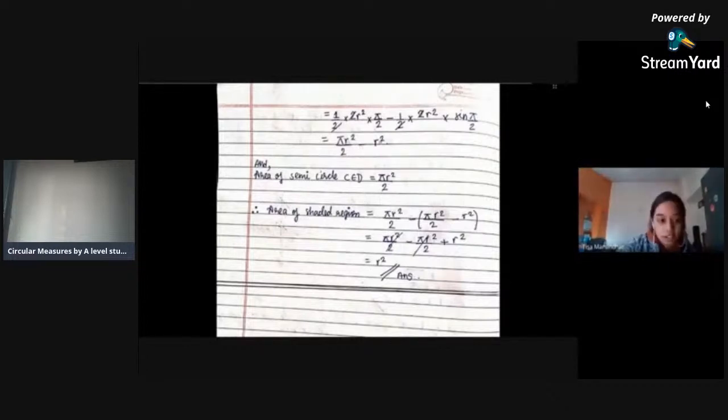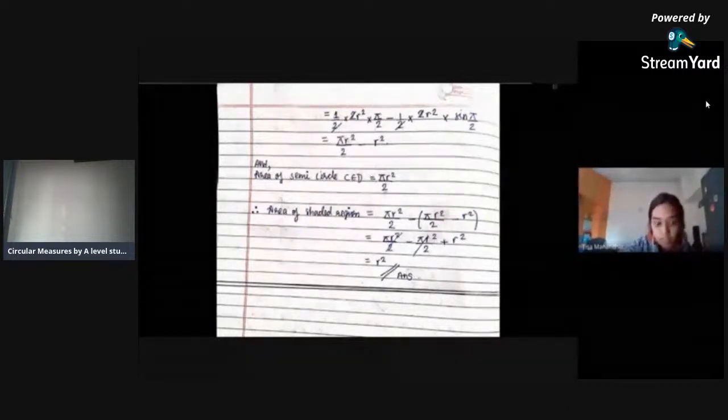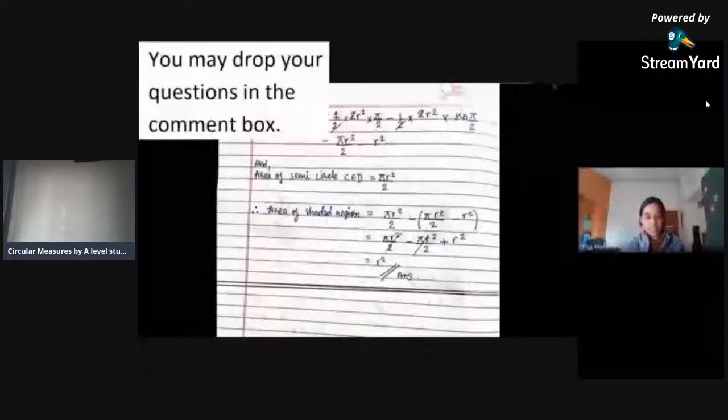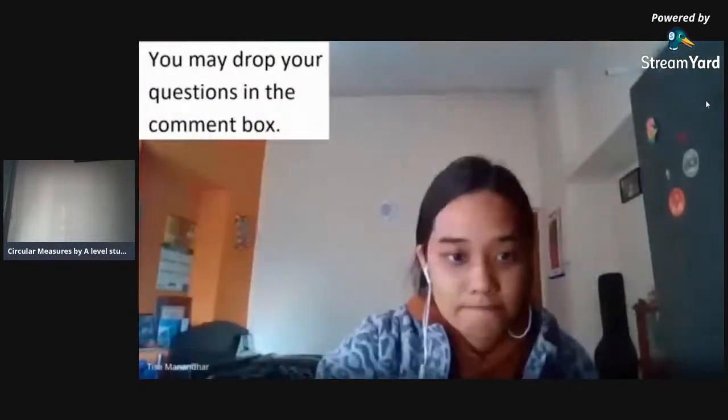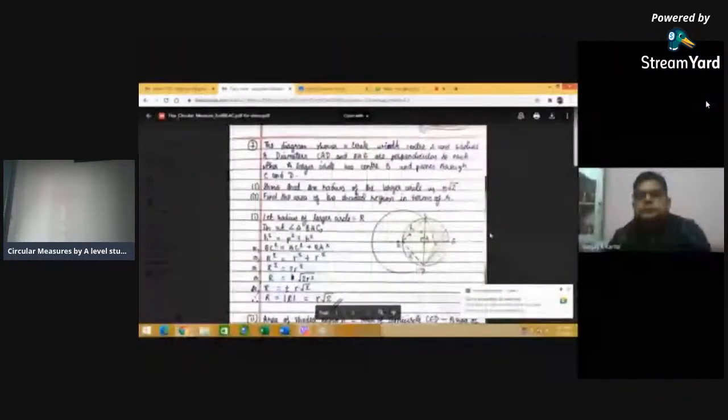Finally, the area of the semicircle will be pi r squared by 2. And the area of the shaded region will be the area of this semicircle minus the area of the crescent, like so. And then solving it, we find that the area of the shaded region is r squared. Thank you.